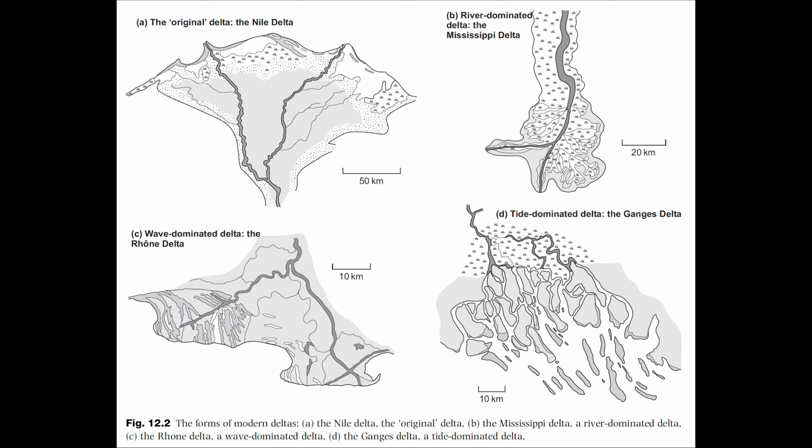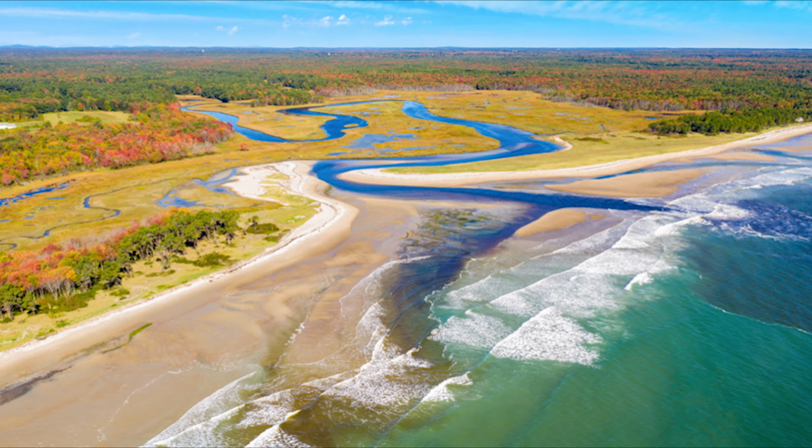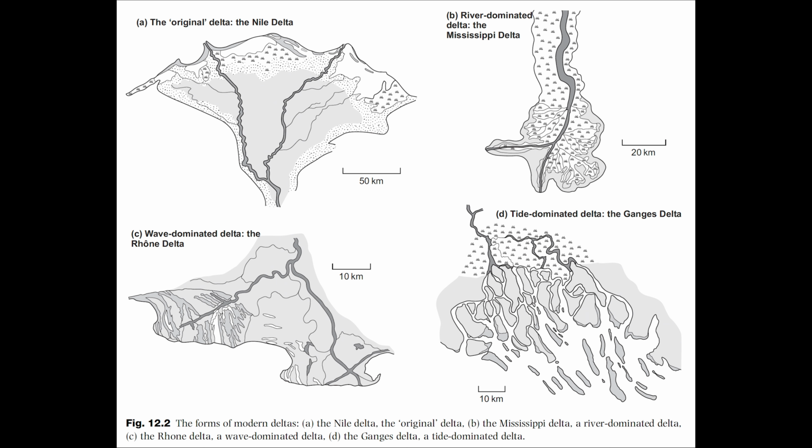A delta forms when sediment is carried by a river and progrades into another body of water. In contrast, an estuary is a river mouth with a mixture of fresh and seawater, an accumulation of sediment within the confines of the estuary without any buildup into the sea. Ordinary river mouths are settings where there's no significant mixing of waters, and any sediment introduced by the river is reworked and carried away by processes such as waves and tides.